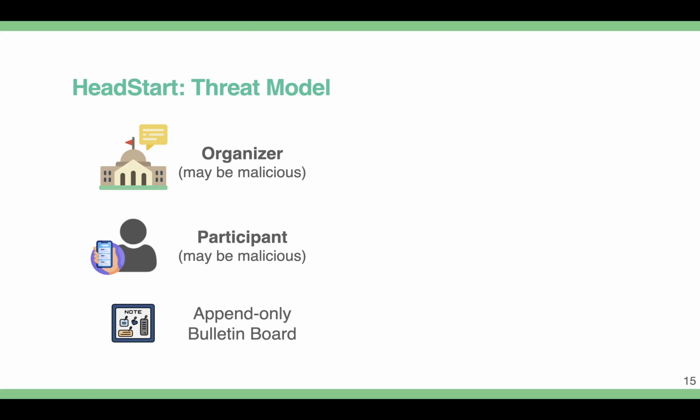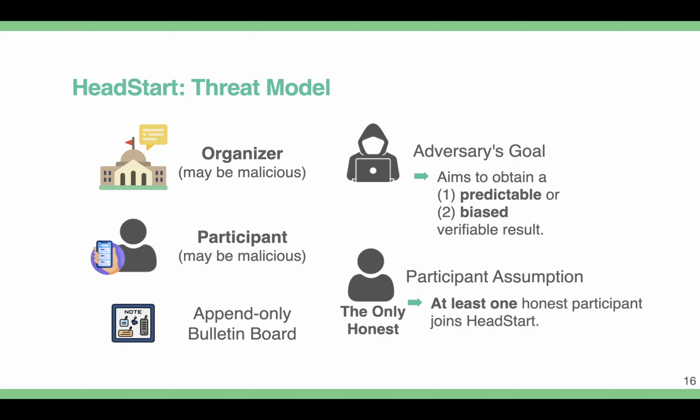In HeadStart, we also define two kinds of roles to match requirements in reality: the organizer, who is responsible for generating a result, and the participants who join the event via commodity devices. They can publish messages to an append-only bulletin board providing correct timestamps, and both of them could collude with the adversary. In the threat model of HeadStart, the goal of the adversary is to obtain a verifiable result which is to his advantage. We construct HeadStart to defend against the adversary, and we assume that at least one participant in the protocol is honest. Now, let's dive into HeadStart to see how it works.